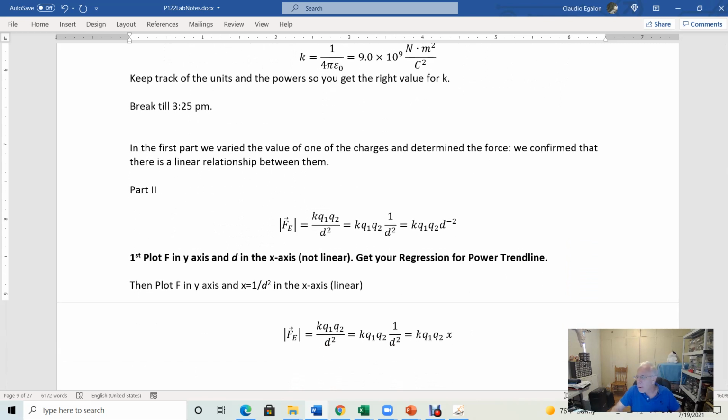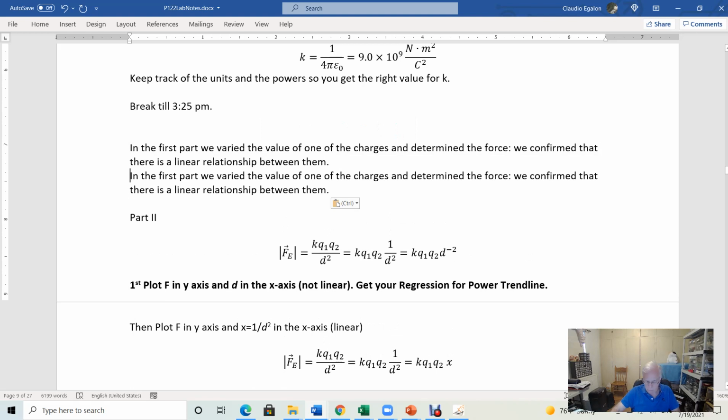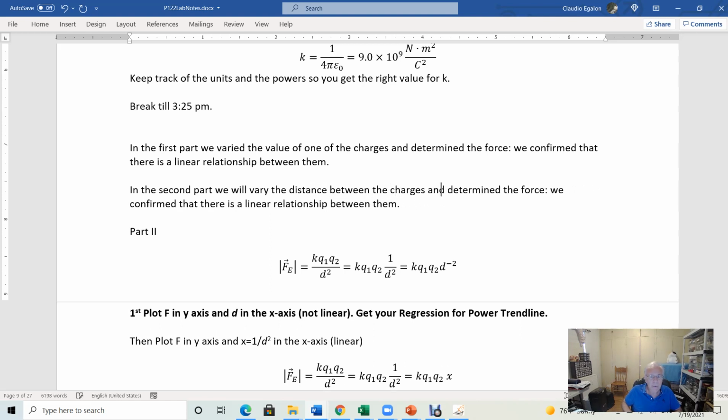Professor, you're not sharing your screen. Oh, I'm sorry. Thank you. Here you go. In the first part, we varied one of the charges and determined the force. We confirmed that there is a linear relationship between them. In the second part, we will vary the distance between the charges and determine the force.